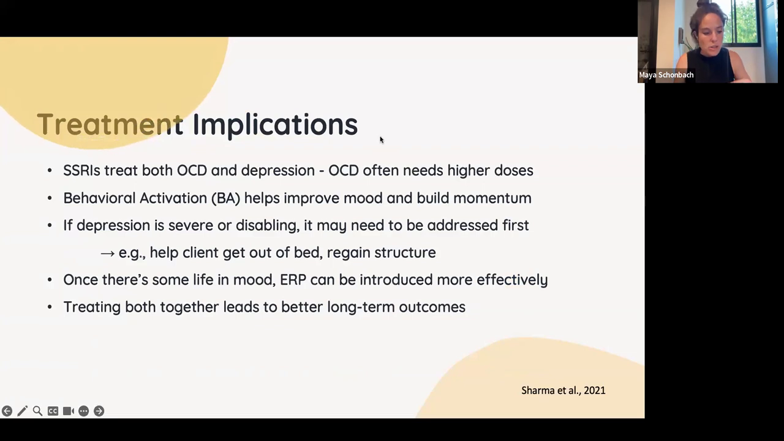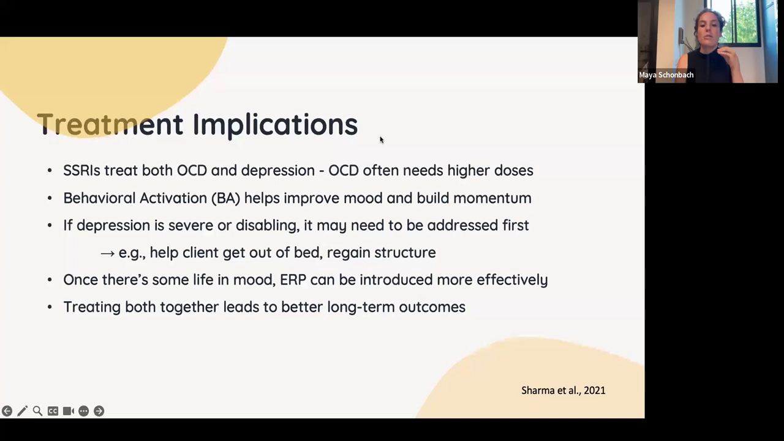So how does this affect treatment? When someone is struggling with both OCD and depression, we have to consider the interaction and then really treat the way that it works for the person. Importantly, SSRIs, or selective serotonin reuptake inhibitors, are the first line treatment for both OCD and depression. So that's helpful because it's the same medication. However, there is an important distinction: OCD typically requires higher doses, much higher than depression. This is shown in multiple studies, and it's really the standard clinical guidelines.